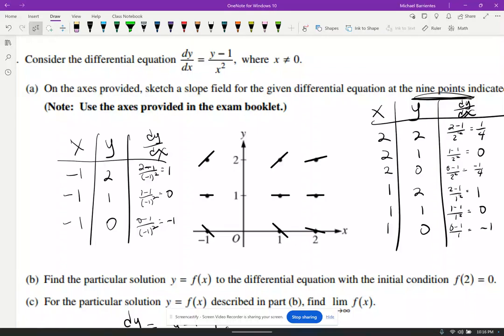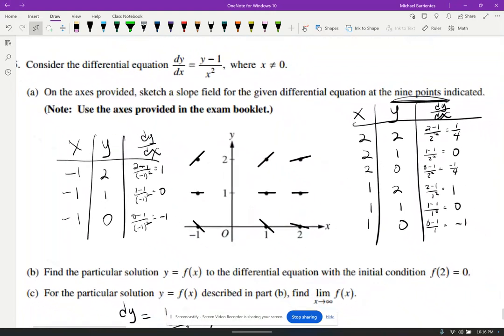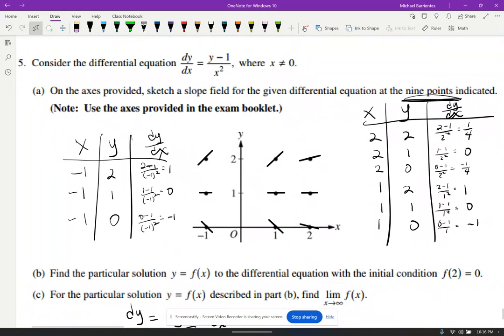Hello, good people. Here is the slope field for question number 5 from 2008. I went ahead and made a table where I was just using my x and my y coordinate at every one of the 9 points, substituting them into the dy/dx equation so that I could get the slope and then draw a little line that had that slope. And this is what the slope field looked like.